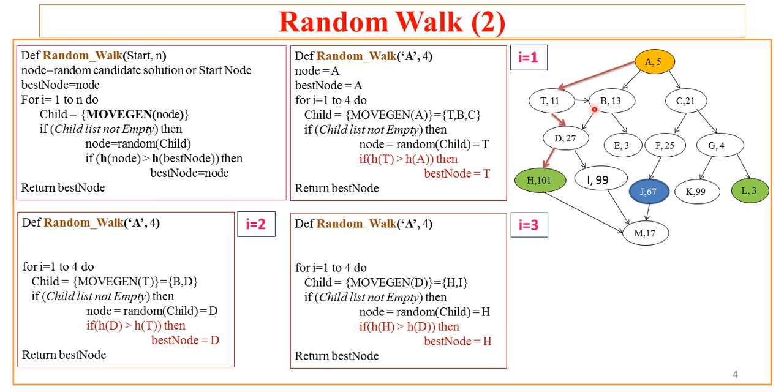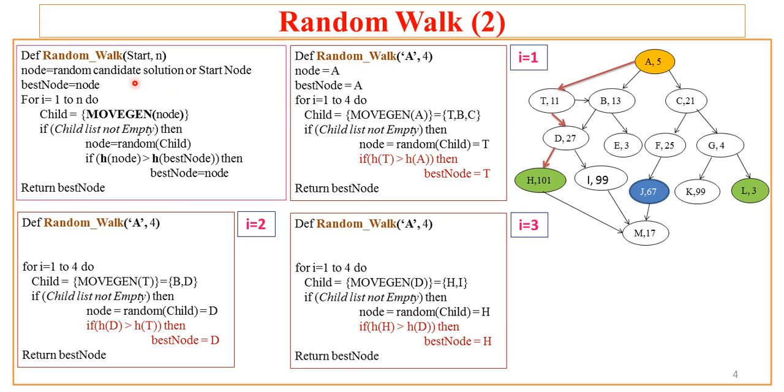So now here, A has children T, B and C. So it has 3 children. Similarly, T has 2 children, D and B. This way this graph is explored. Now this graph is basically used as the problem on which this random walk algorithm is to be executed.